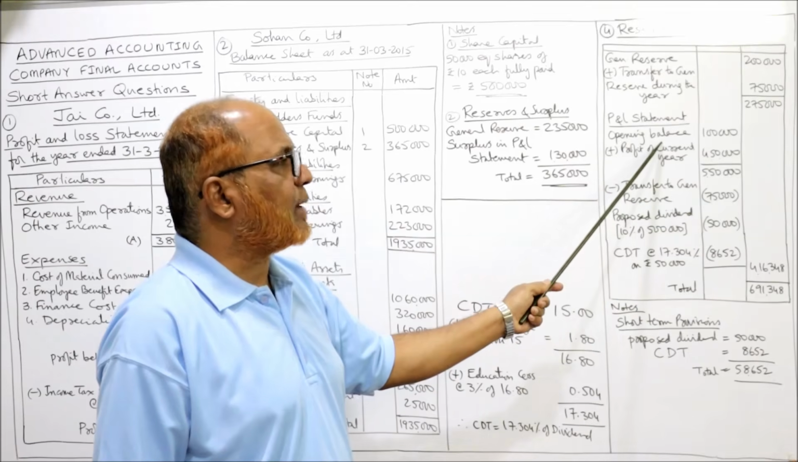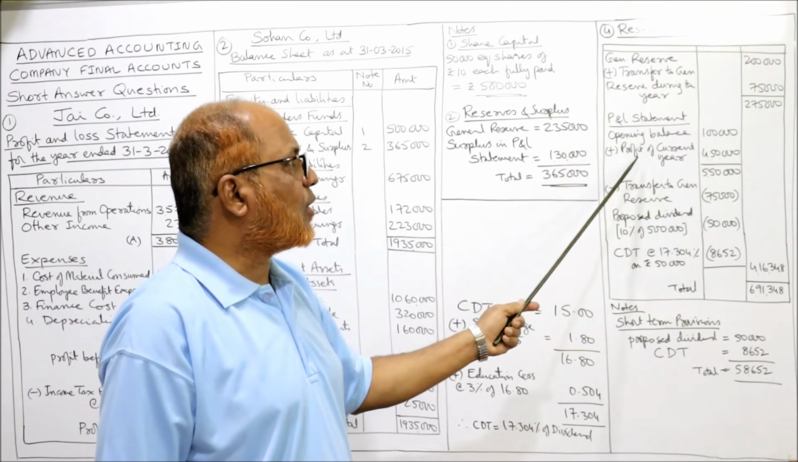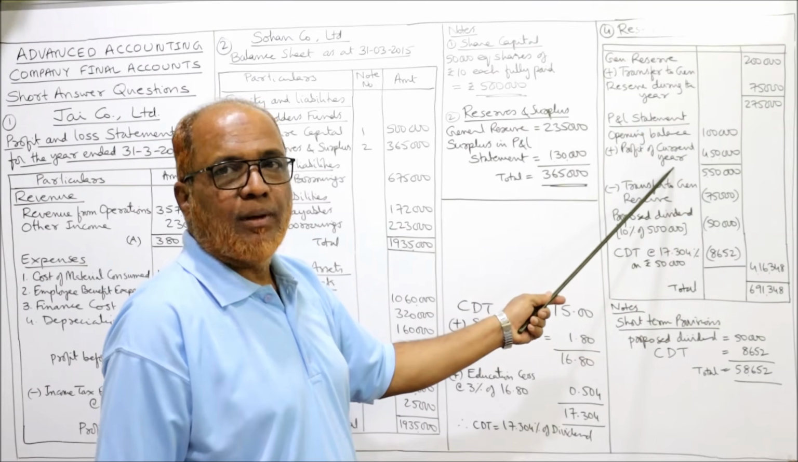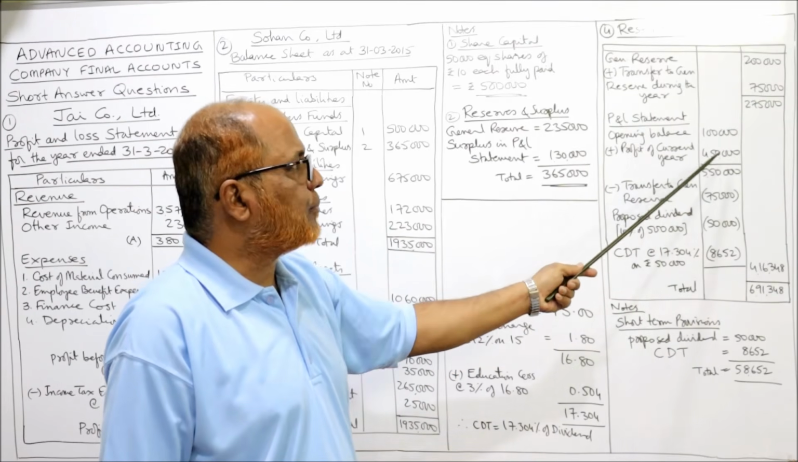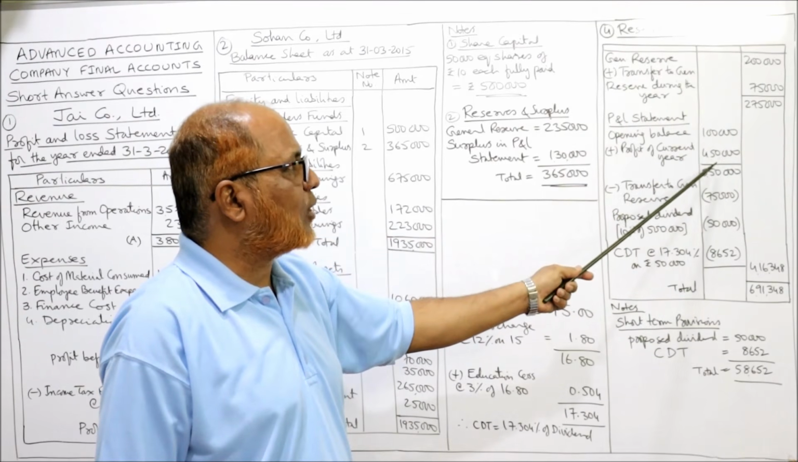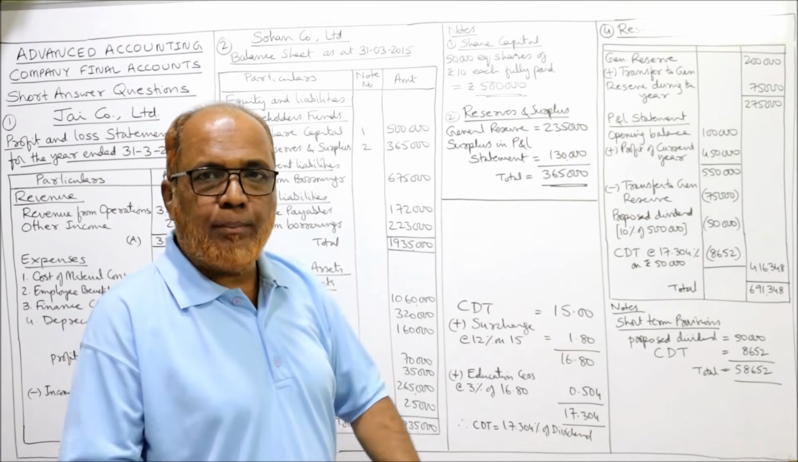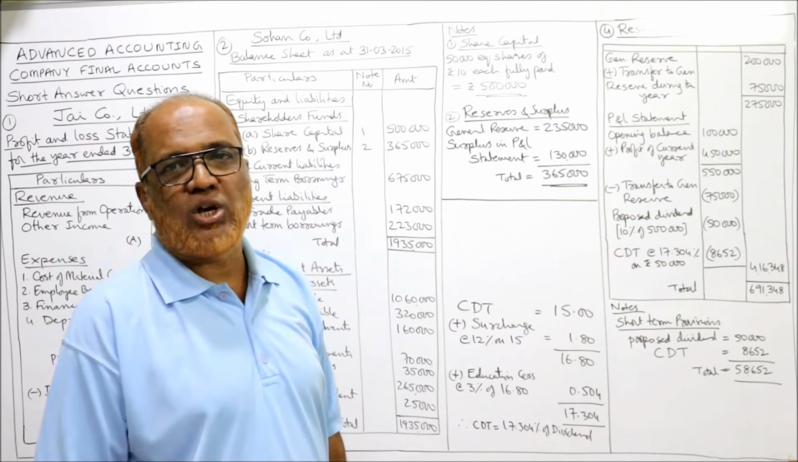Opening balance of surplus. Opening balance of surplus is 1 lakh. Add profit of the current year. It is given in the problem. Profit of the current year 4,50,000. So opening balance 1 lakh, 4,50,000 profit. Total is 5,50,000. Now from this 5,50,000 we will make the appropriation.